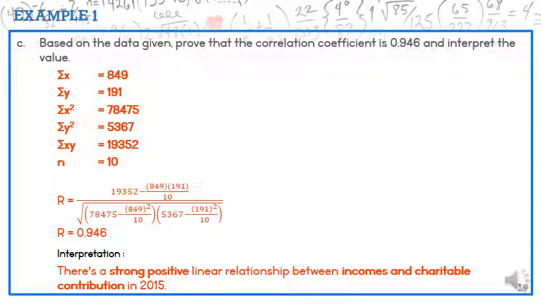Next question. Based on the data given, prove that the correlation coefficient is 0.946 and interpret the value. So, in this question, dia minta you prove the value of R equals 0.946. So, first, you need to determine what is your x, what is your y. But since dalam soalan B dia dah tanya, so x is your income, and y is your charitable contribution.